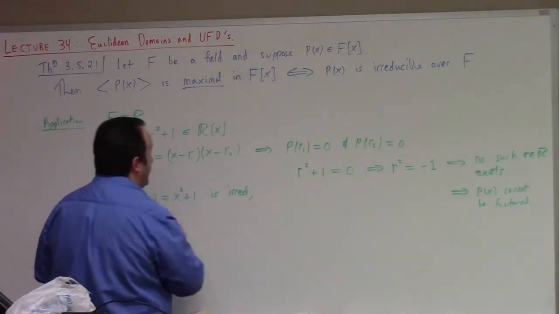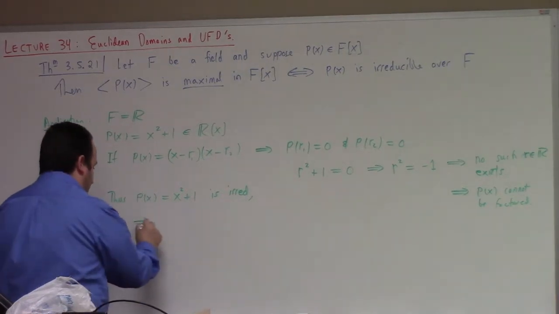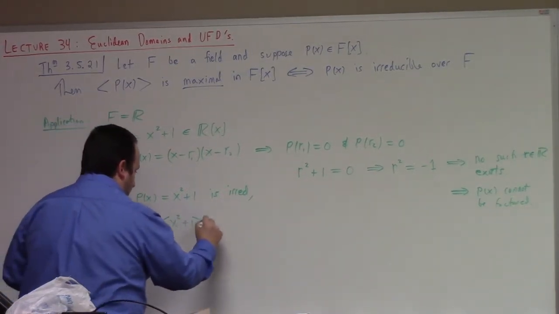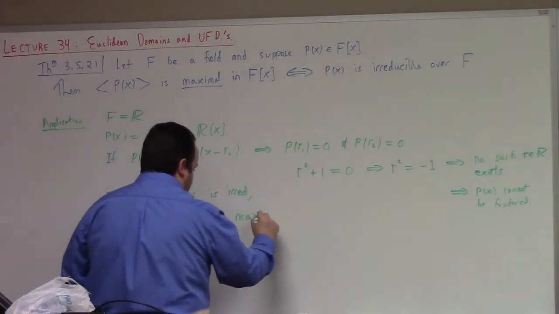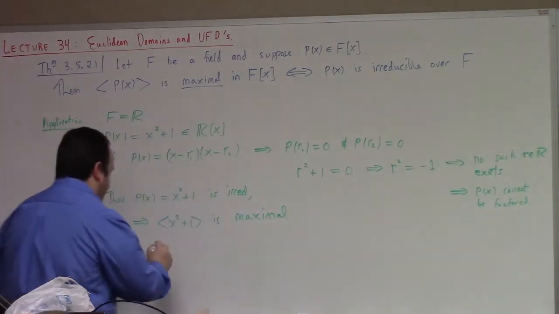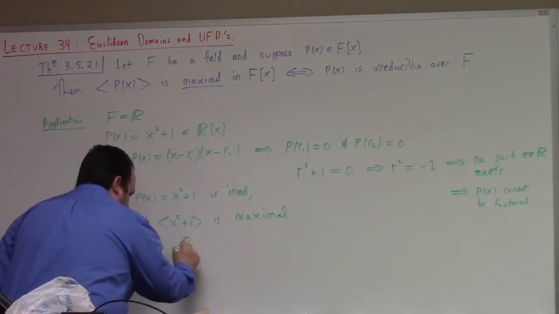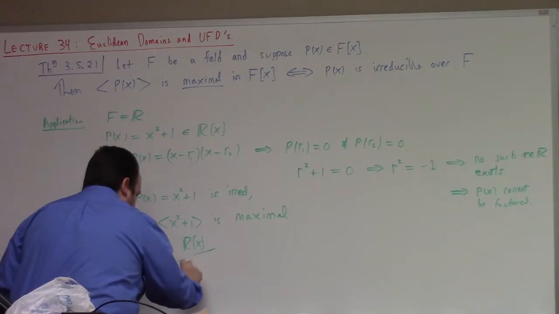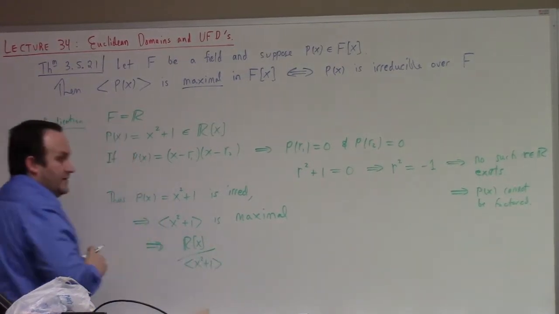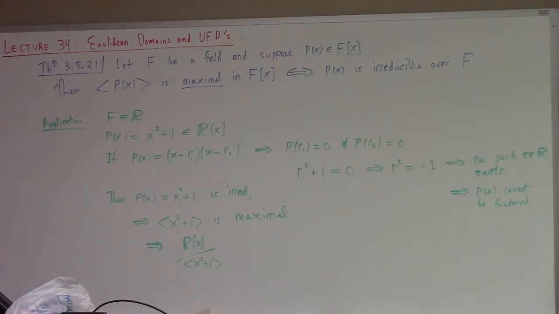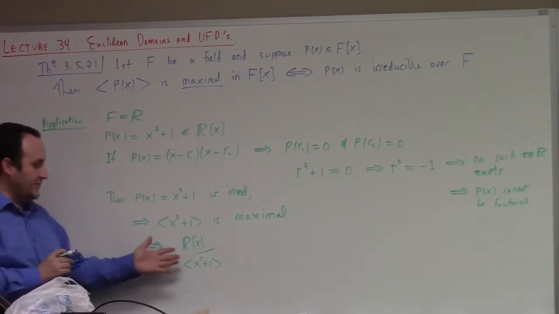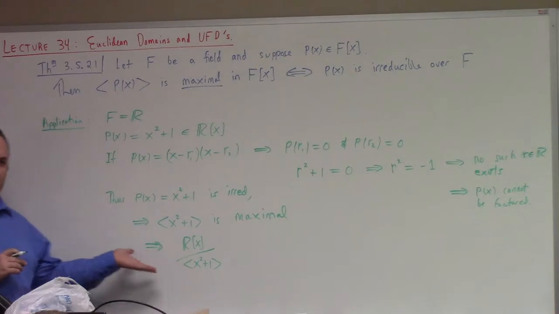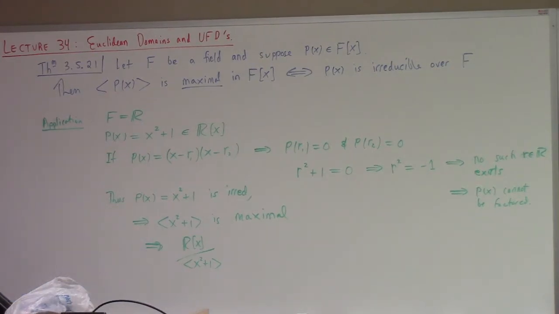And then what do we get? That says that the ideal generated by x squared plus 1 is maximal. And what does that tell us? If we take the polynomials over the reals and quotient by this ideal, we have an integral domain, because we proved polynomials over a field form an integral domain, where, by the way, the only units are the constants. But anyway, an integral domain mod a maximal ideal is a what? It's a field.